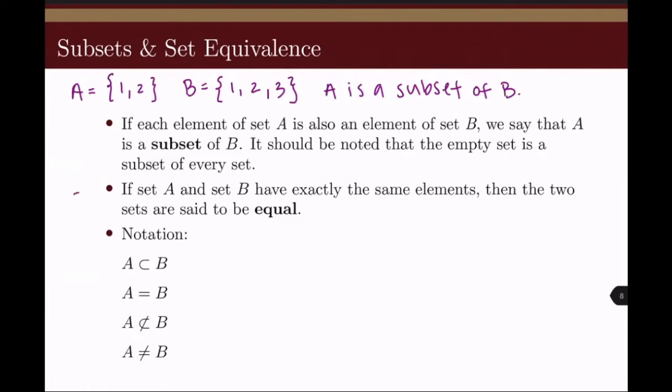So next bullet point. If a set A and B have exactly the same elements, then the two sets are said to be equal.